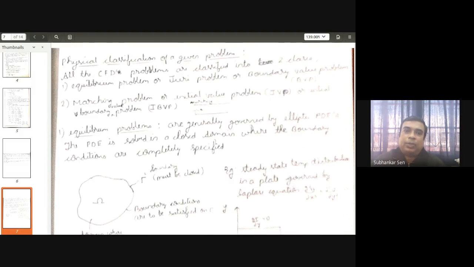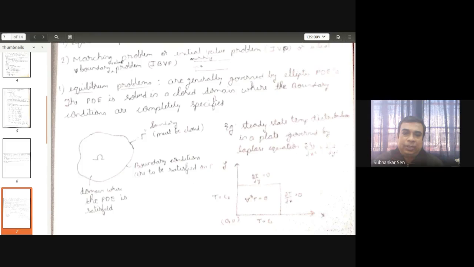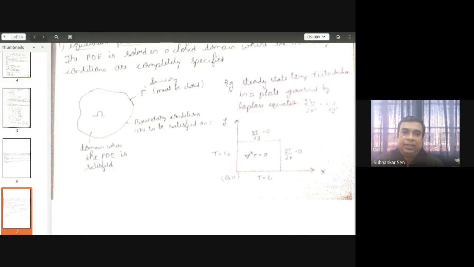There are two types of problems based on the classification of the governing equations. One is the marching problem. It can be either an initial value problem or an initial boundary value problem. The other is the equilibrium problem. The second picture which we are showing here is valid on a closed domain, where this boundary gamma must be closed. We specify the boundary conditions at every point of this boundary. Because of that, this is known as a boundary value problem.